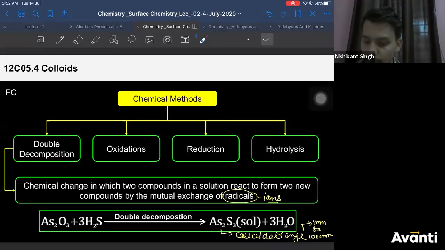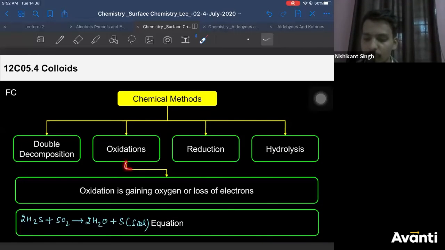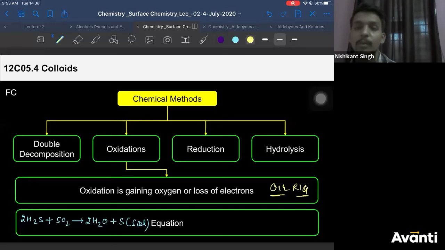Right. So let's move to the next chemical method, that is the oxidation reaction. Obviously, if you prepare a colloid by an oxidation reaction, then it is called the oxidation method. Oxidation is gaining of oxygen or loss of electrons. Both definitions are correct. Many of you must have heard this word, OIL RIG: oxidation is loss of electrons, reduction is gain of electrons. So in terms of electrons, oxidation is loss of electrons. In terms of oxygen, it is gain of oxygen. Removal of hydrogen is also oxidation.